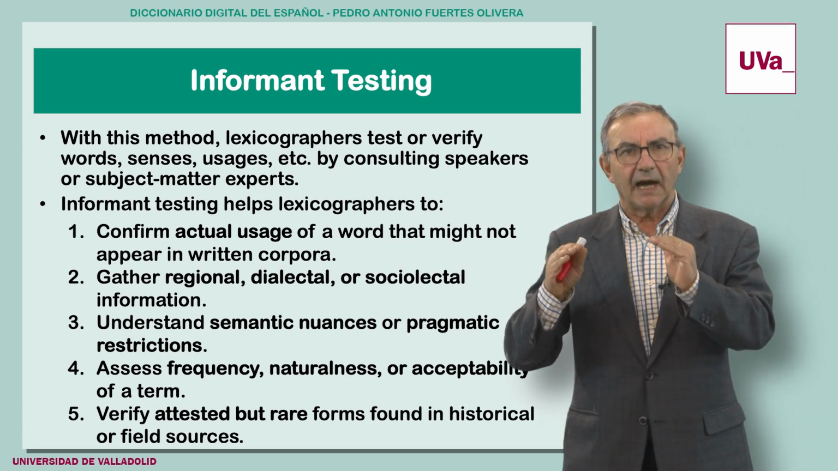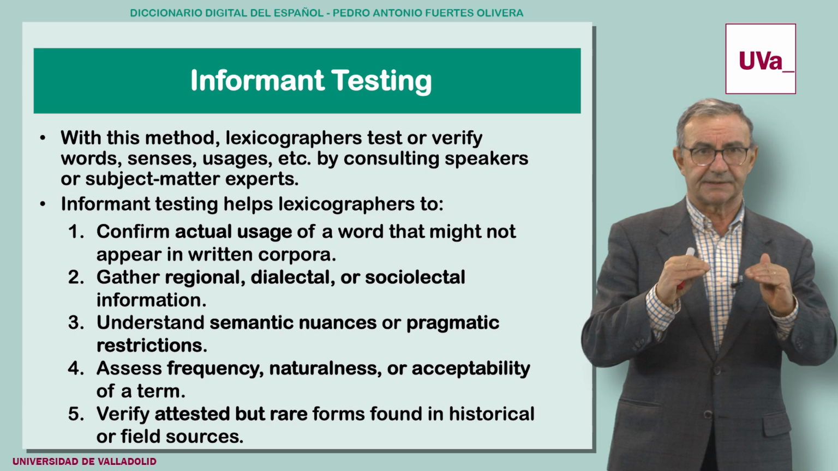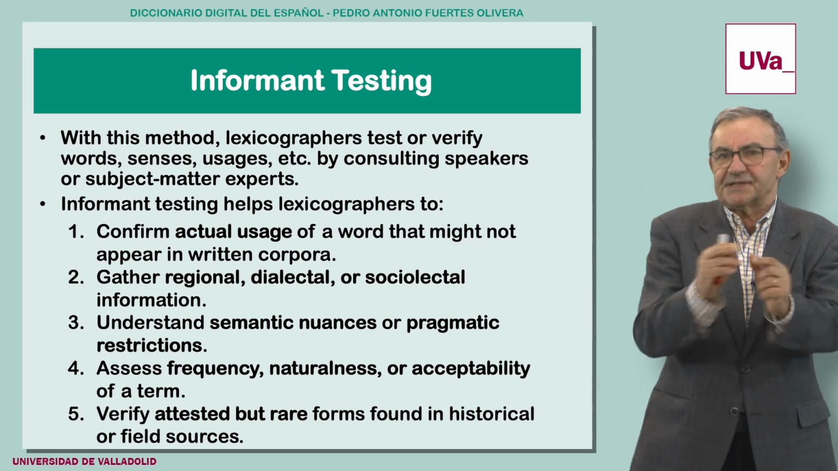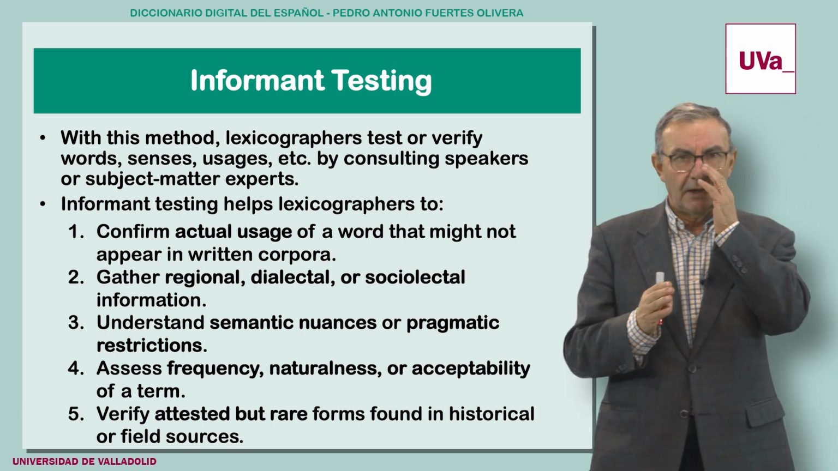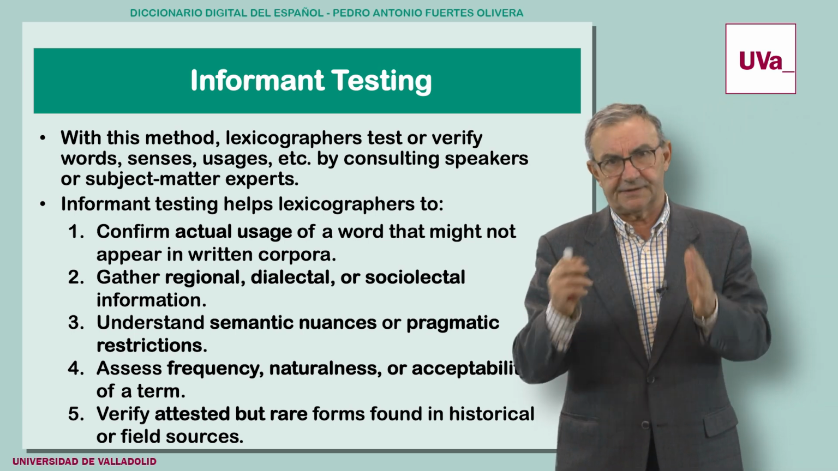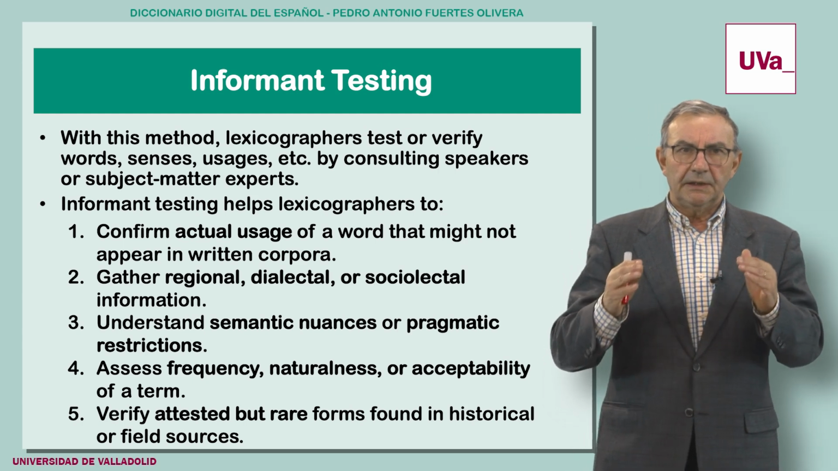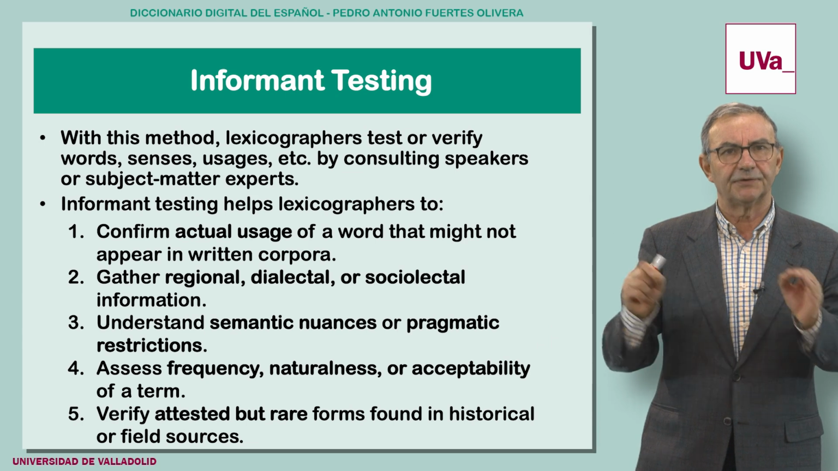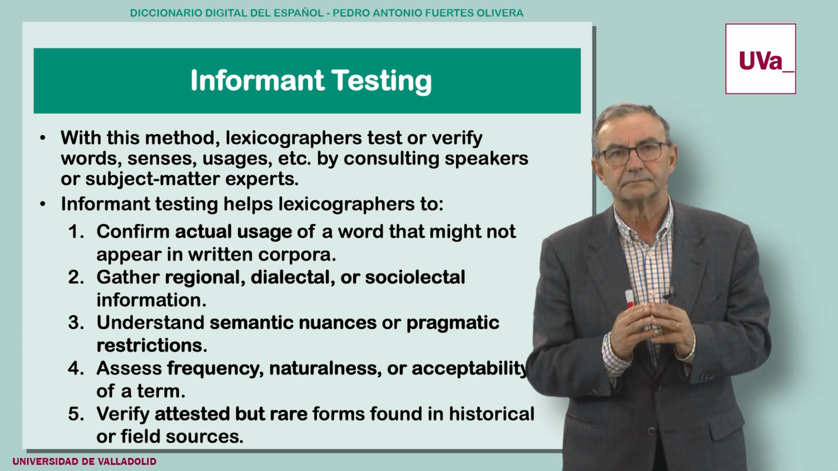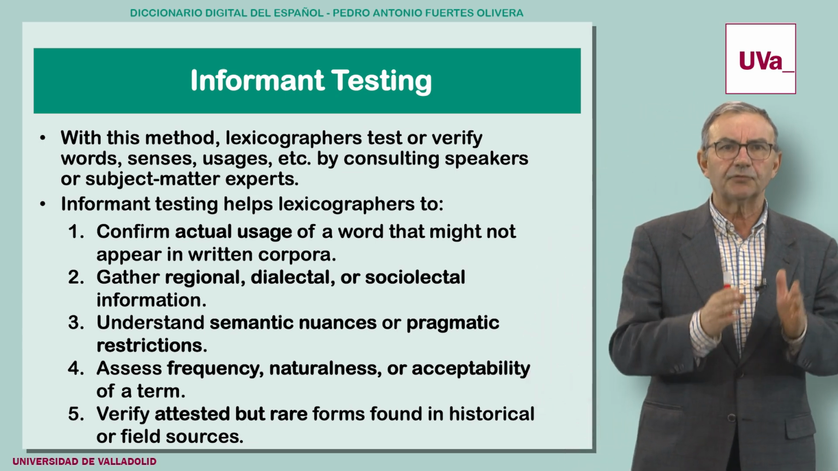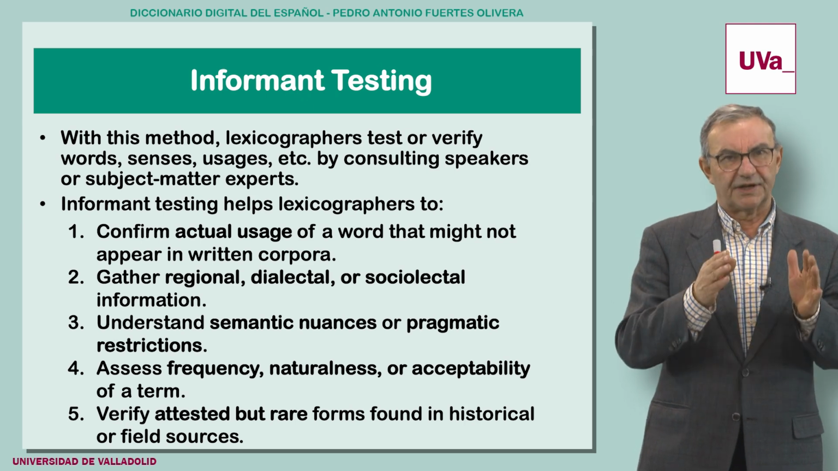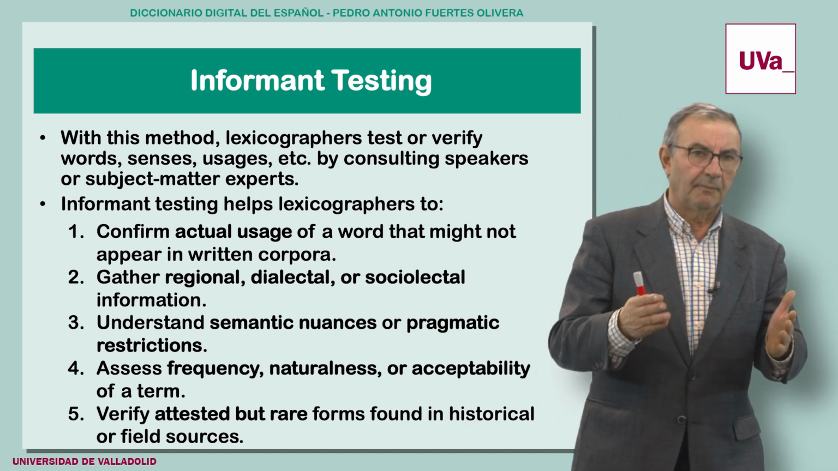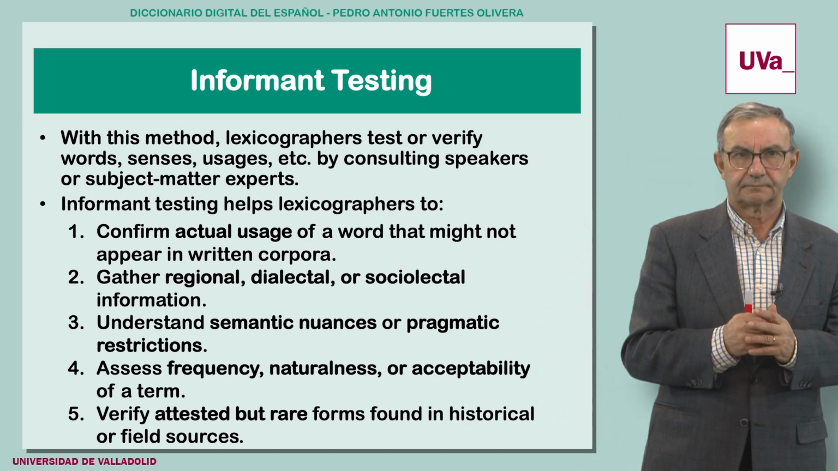The data gathered from these informants is then used as a kind of empirical evidence for making lexicographic decisions. In general, informal testing helps lexicographers to do the following. 1. Confirm actual uses of a word or expression that might not appear in, for example, written corpora.